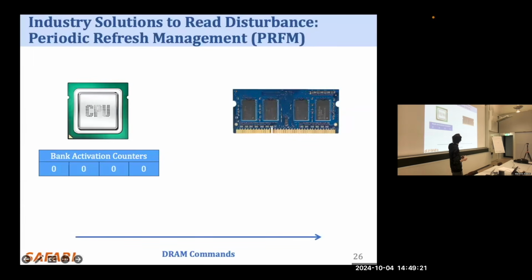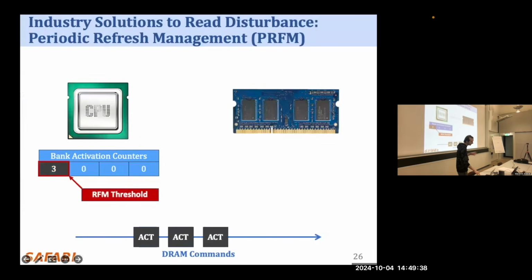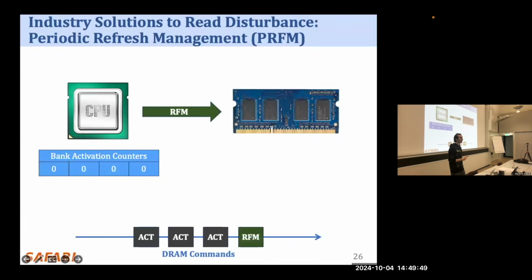Here on the left, we have our memory controller and per bank counters, and on the right, we have our DRAM module. The memory controller determines the frequency to send RFM commands by tracking the activation count of each DRAM bank. In our example, the memory controller sends activations to the DRAM module until one of the banks reaches a critical activation threshold, which we call the RFM threshold. Once the threshold is reached, the memory controller clears the counter and sends an RFM command to the DRAM module to allow time for preventive refreshes.